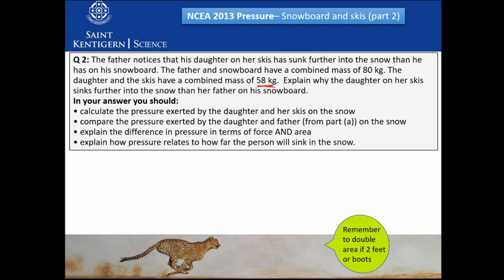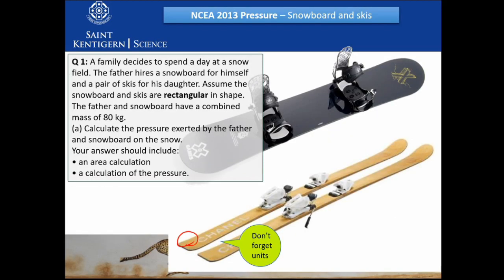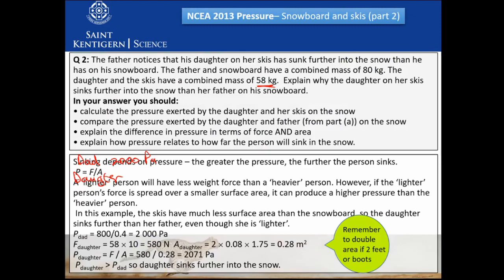So remember that the dad was 2,000 Pascal, and now we need to do the daughter. Okay, so just quickly back up. In the original, it gave us the dimensions of the daughter's skis.